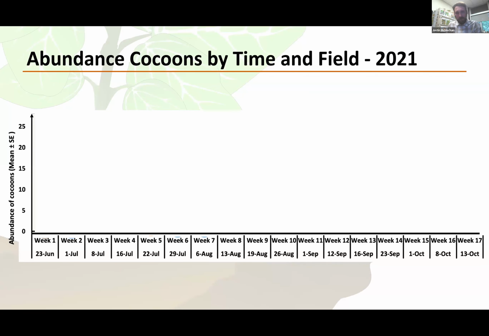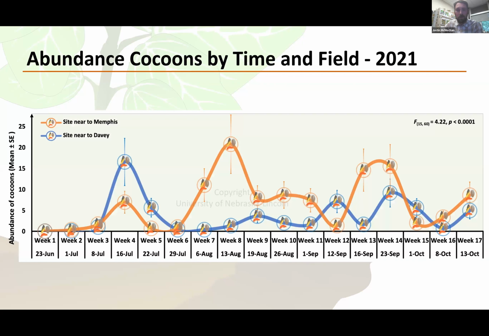All the graphs are going to look very similar for what you're going to see for the next several slides, which is the abundance of cocoons, being those larvae, cocoons or pupa that would be present in the soil, with weeks across the x-axis and abundance of those cocoons on the y-axis. We're going to hit 2021 and 2022 data back to back here and just watch for the differences between locations within a year and then between years on what we saw.